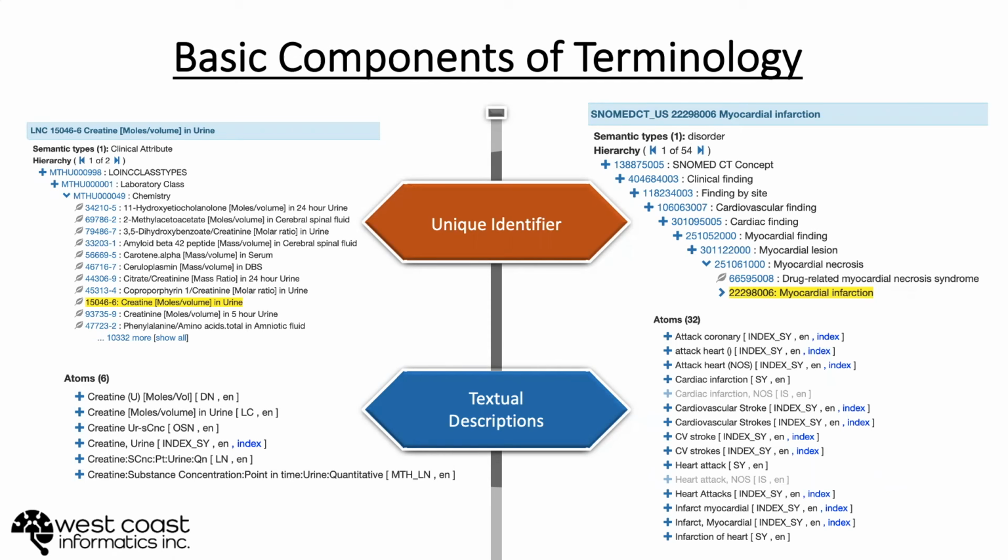You'll also have a set of descriptions, textual descriptions to describe that unique identifier. So on the left-hand side, the LOINC concept has 6 different descriptions. On the right-hand side, the SNOMED concept has 32, including some that are inactive, like the ones that are grayed out here. Those are inactive descriptions that have been inactivated over time. Hi, I have a question. Why do identifiers have to be unique?